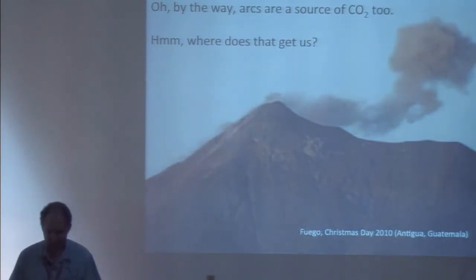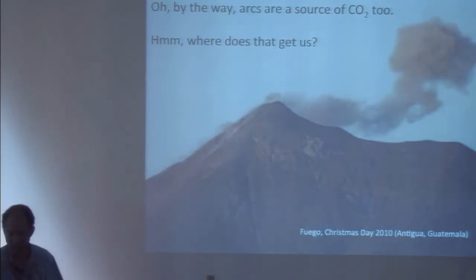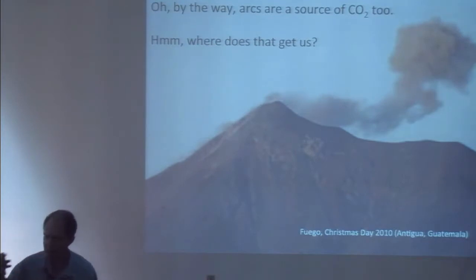By the way, arcs make CO2, right? And so then all of a sudden we've got another whole slew of feedbacks. If the place where much of the CO2 is being removed is also the place where a lot of the CO2 is being generated, this starts to make me really have to think even harder.